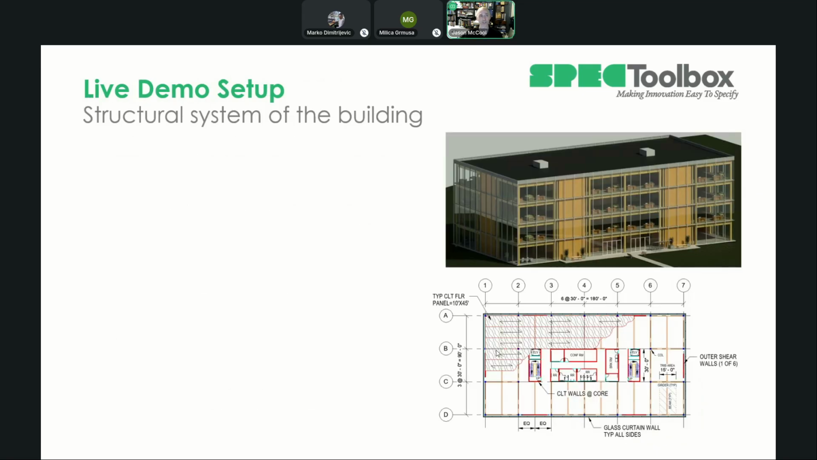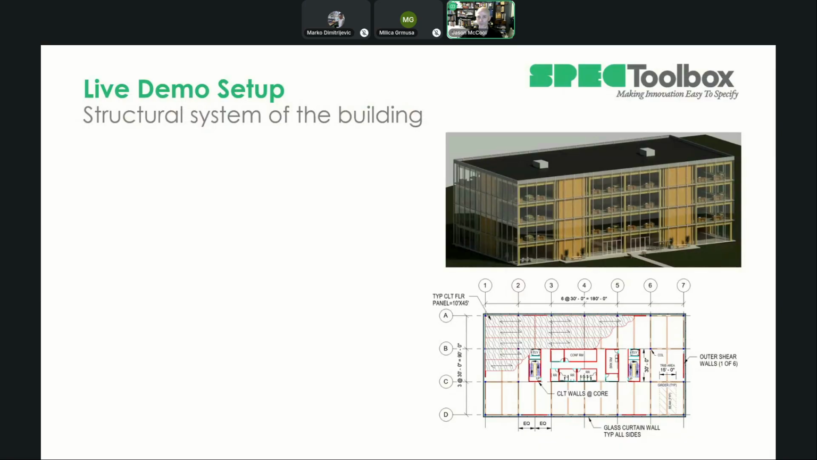And so let's get into a live demo of the calculator. And here's a little sample building that I set up. I'm using a bunch of CLT shear walls in the core, and then I've done 6 outer shear walls behind this glass facade.